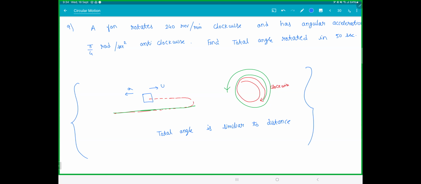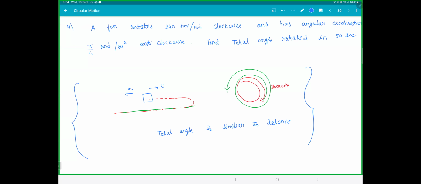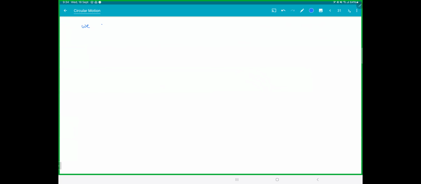So this problem, we can convert into kinematics and solve. Let me show you how to do that. Because tell me one thing, does Math really care whether you call it v or omega? Math will simply say it is a variable. Why do I care? So we can treat this thing to be a 1D problem. And this is what I'm going to do. So we have a block here whose velocity is u.